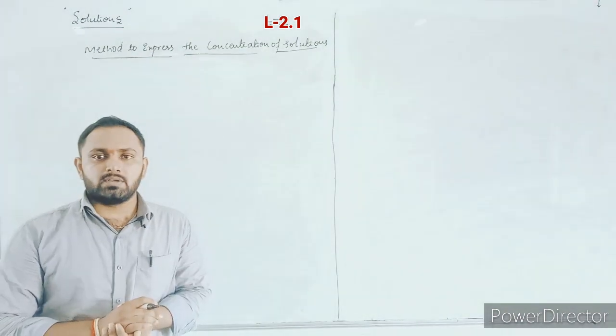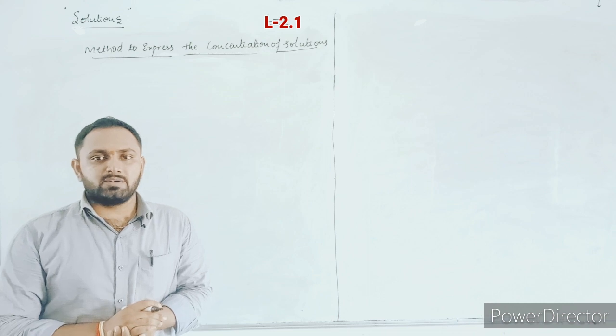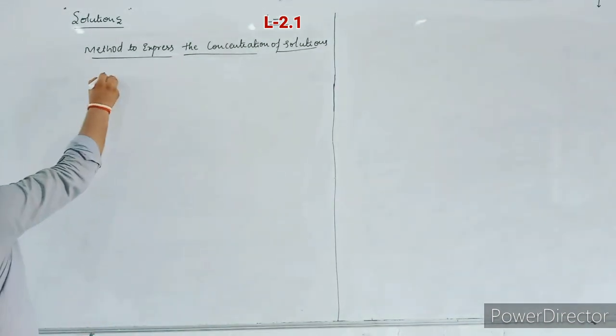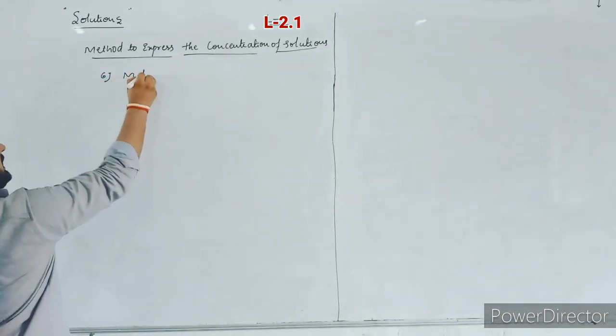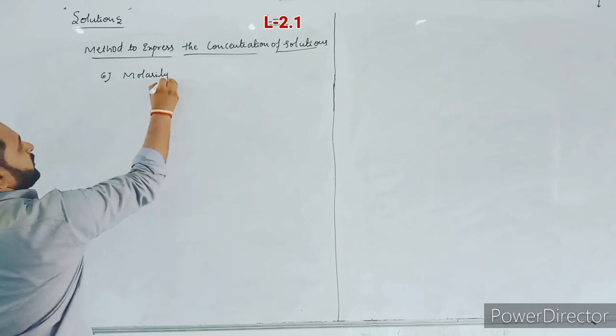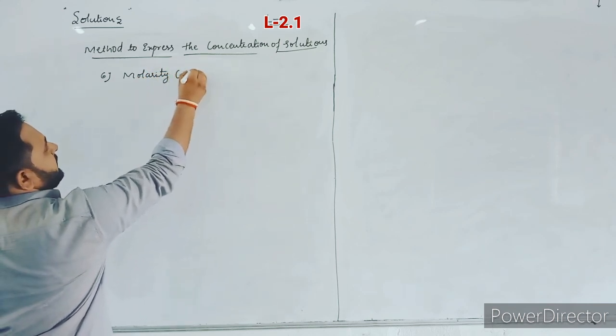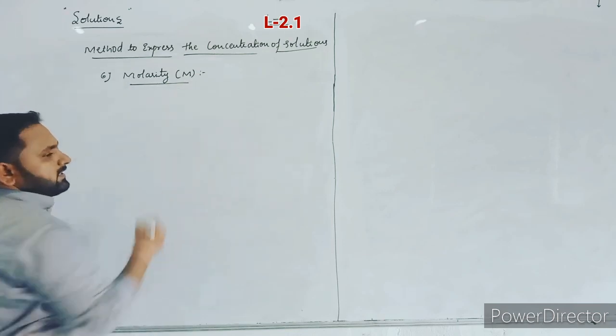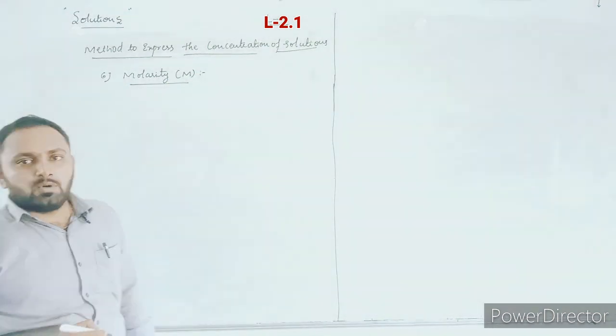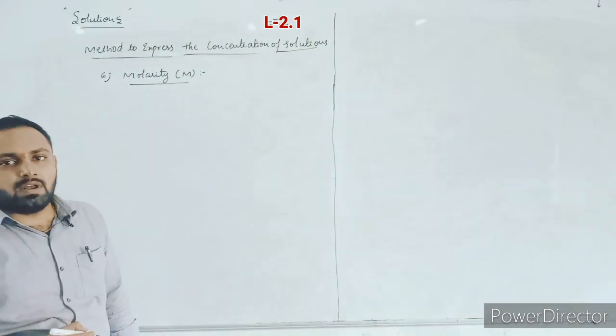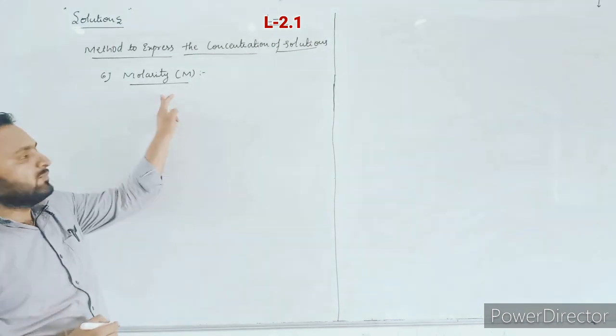Next let us discuss the sixth method. Here the sixth method is molarity. Molarity is represented by capital M. What is molarity? The number of moles of solute dissolved in 1 liter of the solution is called molarity.